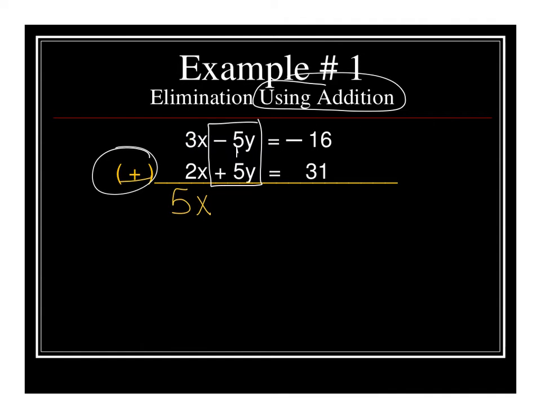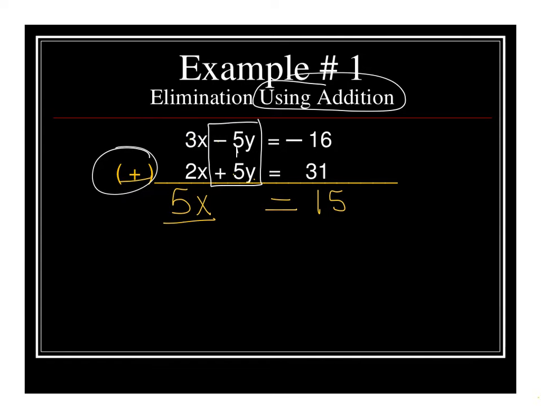Here I have 2 like terms, they both have a y, and I do the arithmetic with the y's. Negative 5 plus 5 means I have 0 y's, so there are no y's in my answer. And finally, I add together the other side of the equal sign. All it is is adding integers. Negative 16 plus 31 is a positive 15. They have the opposite sign, so I subtract them and take the sign of the bigger one. Then I just have a one-step equation to solve.